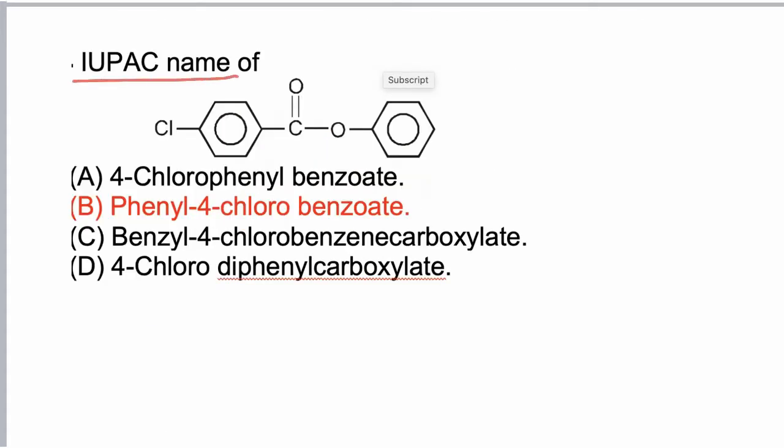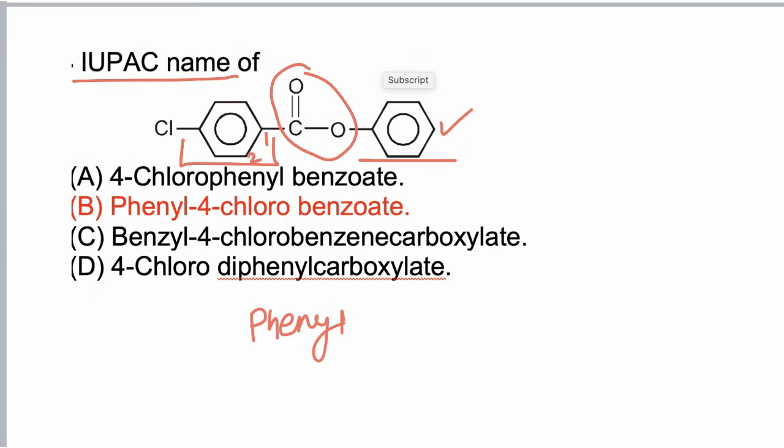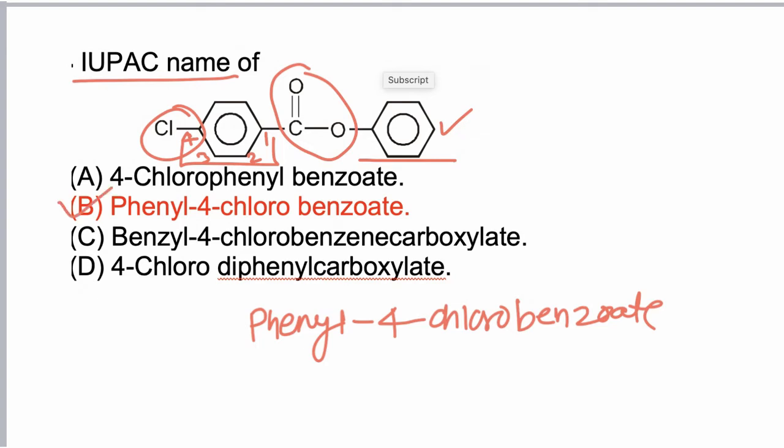IUPAC name of the compound. So first we have to identify the principal function group. Now the molecule is an ester. During the naming of an ester, first the name of the group attached to oxygen is written. With oxygen, a phenyl group is attached. So first we have to write phenyl. Now this is the main chain, and 1, 2, 3, 4, chlorine is present at the fourth position. So phenyl 4-chloro. Now if it is an ester of a benzene ring, its name is benzoate. So phenyl 4-chlorobenzoate is the correct name, and hence the correct answer is B.